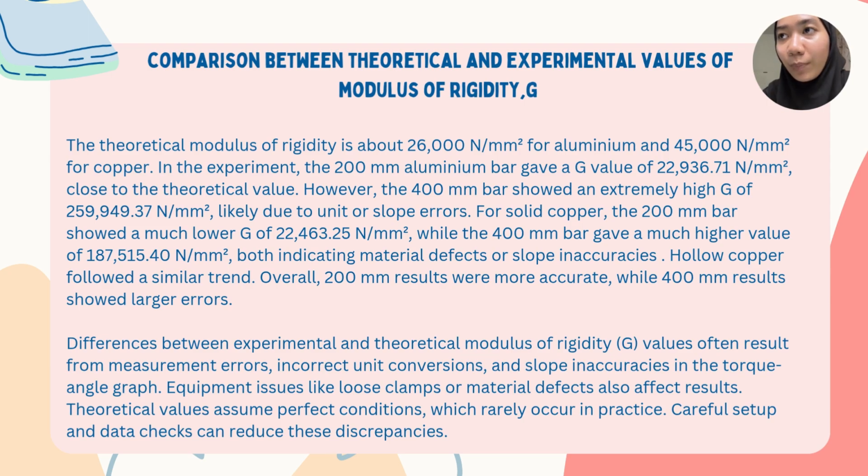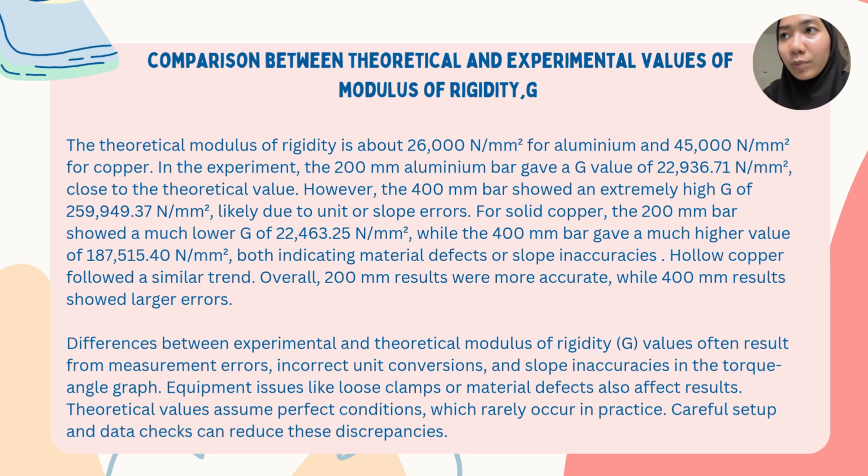Hollow copper shows a similar pattern, with better results from the 200 mm bar and more errors in the 400 mm bar data. Overall, the 200 mm bars gave more accurate results, while the 400 mm bars had bigger errors.